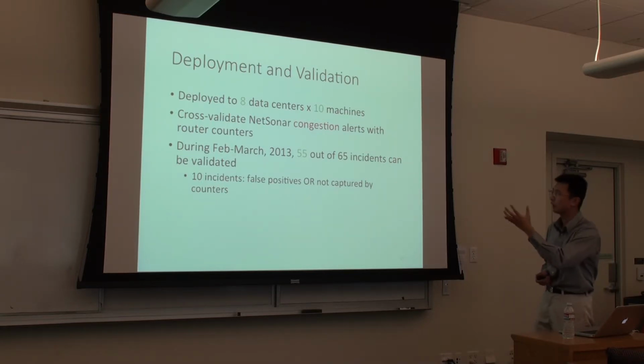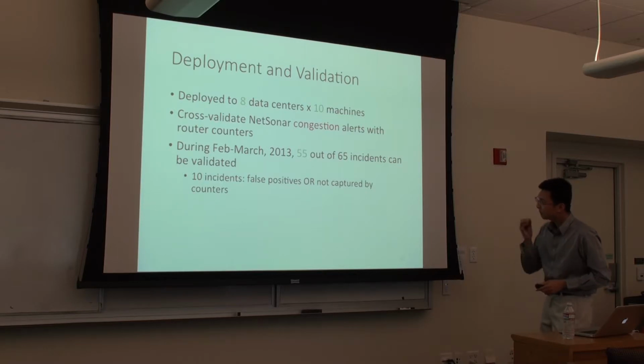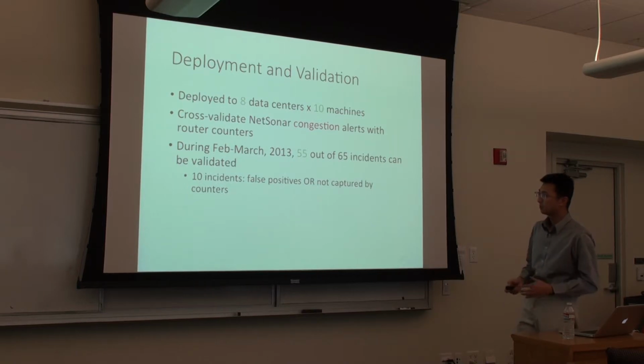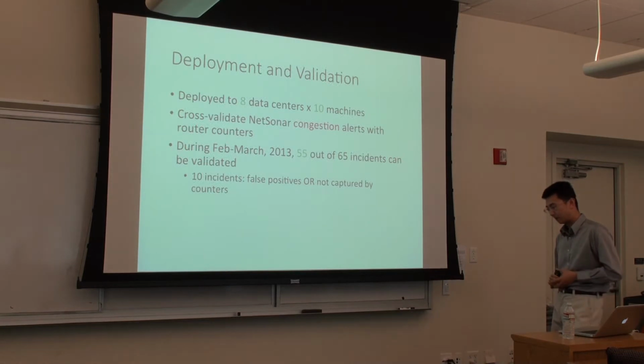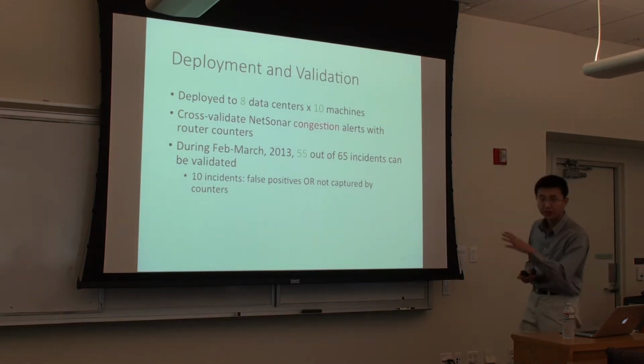So during February to March 2013, 55 out of 65 congestion instances found by NetSonar can be validated using these router counters. For the rest of the 10 instances, they are either false positives, where NetSonar does something wrong, or they are not captured by the router counters at all. But due to the lack of ground truth, we don't really know which case it is.